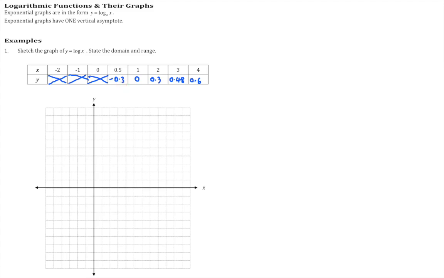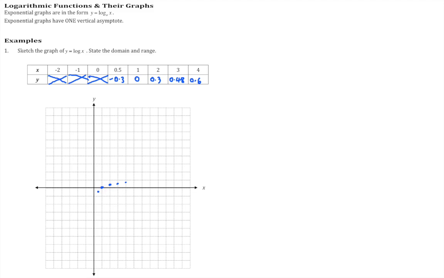Out 0.5, down 0.3, roughly about there. The next one, 1, 0. The next one, out 2, up 0.3, about there. I'm assuming every square is 1 unit. Out 3, up 0.48. Out 4, up 0.6. Wow, that doesn't really tell me a whole lot, does it?